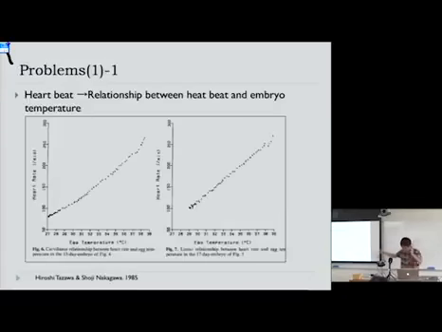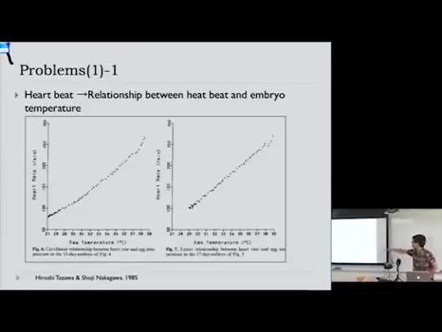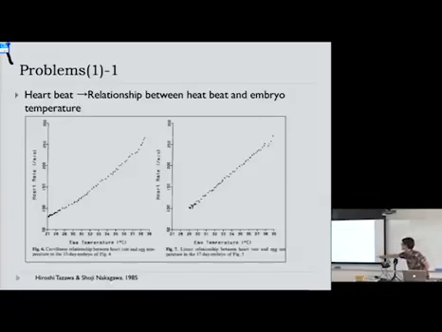Problem one is this: maybe you remember that there is a linear relationship between egg temperature and heart rate. When eggs are exposed to low temperature, the relationship can go in this direction and in this direction. According to this relationship, I have a hypothesis that accumulated temperature and accumulated heart rate have some relationship, which can be used to narrow the edge of the hatching window.